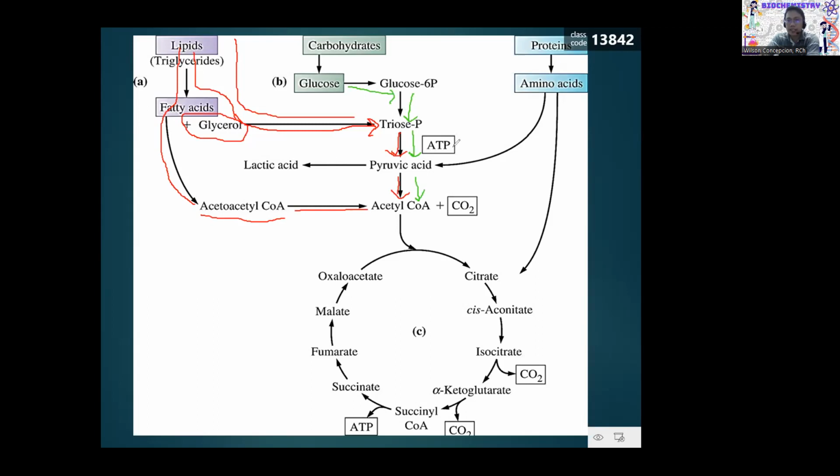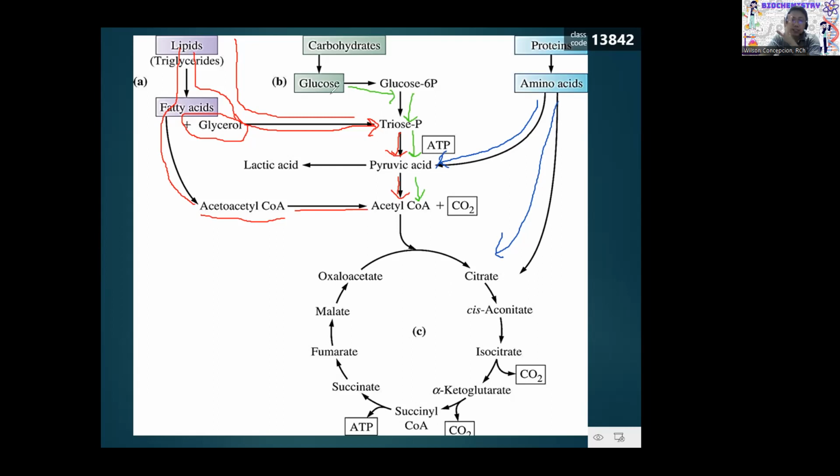Okay? Then our protein, notice that it goes directly here into pyruvic acid. Let's change the color. Okay, so our amino acid will directly become pyruvic acid, then acetyl-CoA. But our amino acid has another pathway. Sometimes it goes directly, it can go directly into our citric acid cycle.